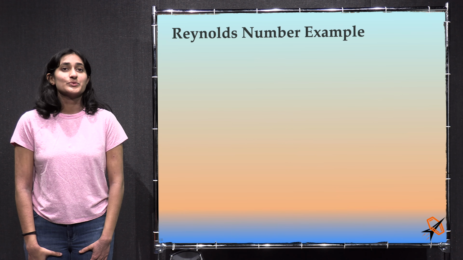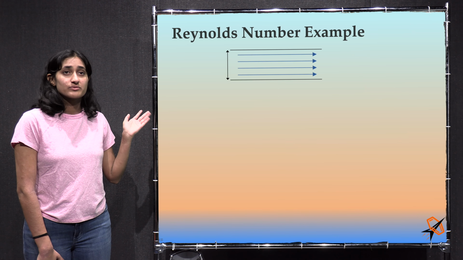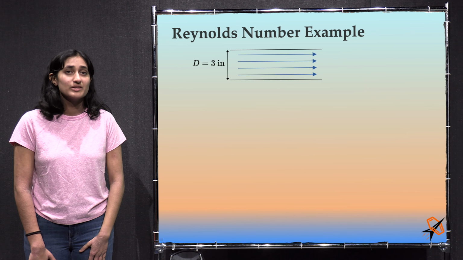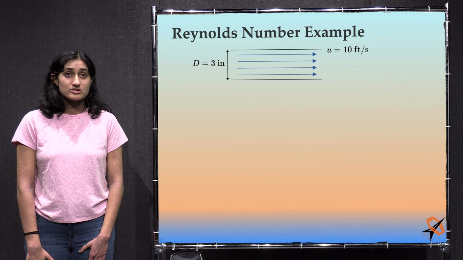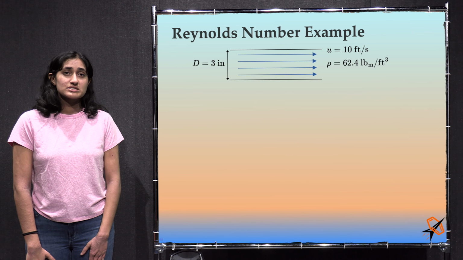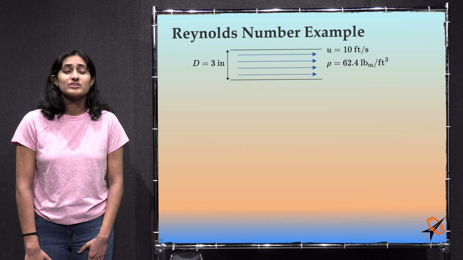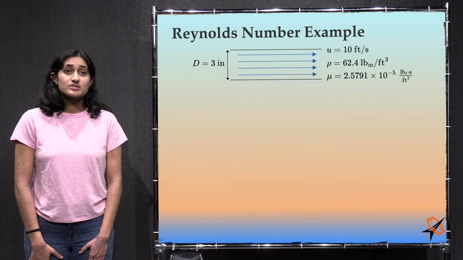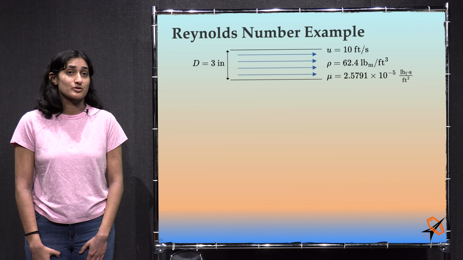Let's do one actual numerical example in both SI and American engineering units for the Reynolds number. Suppose you have water flowing in a 3-inch or 76.3 millimeter pipe at a velocity of 10 feet per second, or 3.048 meters per second. The density of the fluid is 62.4 pounds mass per cubic foot, or 999.55 kilograms per cubic meter. The viscosity of water is 2.5791 times 10 to the minus 5 pounds per second per square foot, or 1.2349 times 10 to the minus 3 newtons second per square meter.